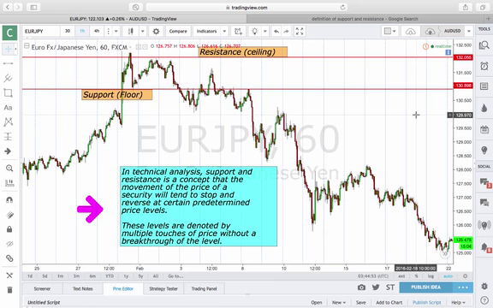Now I'm going to give you guys the by-the-book definition here, as you guys can see, and you guys can read along with me. In technical analysis, support and resistance is a concept that the movement of the price of a security will tend to stop and reverse at certain predetermined price levels. These levels are denoted by multiple touches of price without a breakthrough of the level.